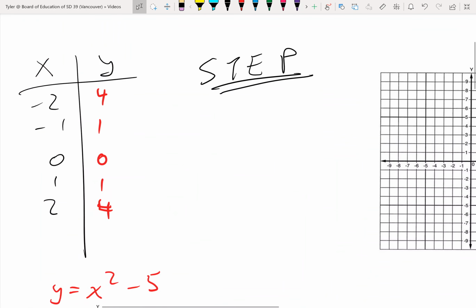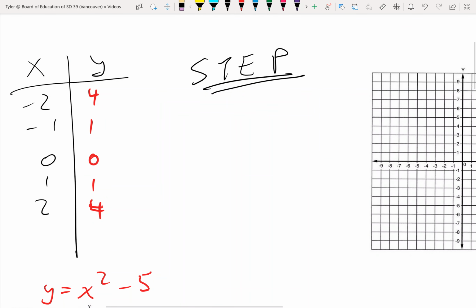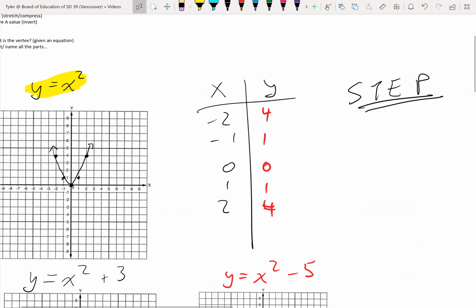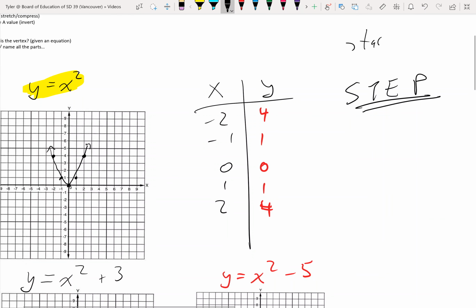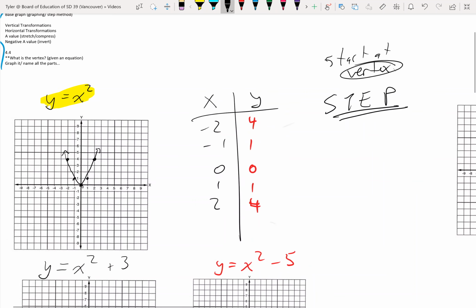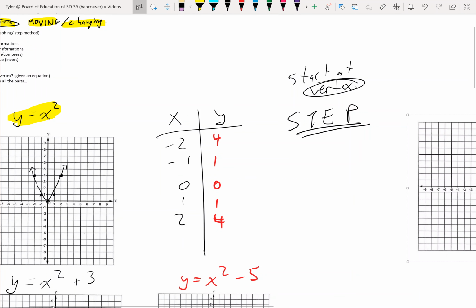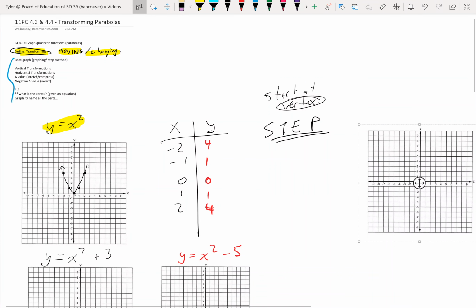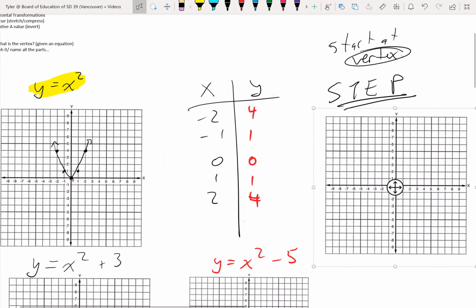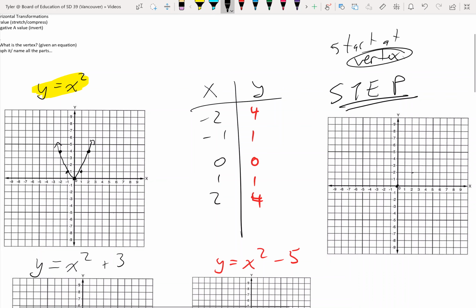I want to show you this thing called the step method. There's actually a pattern when we graph parabolas that's always true and can help us. What I want you to see is we're always going to start at the vertex. As we go through the lesson, it's going to be easy to see what the vertex is. For this one, I'm going to cheat. I know the vertex is at 0, 0. So I'm going to start at that 0, 0 right there. Let's make it red so it's easier to see.